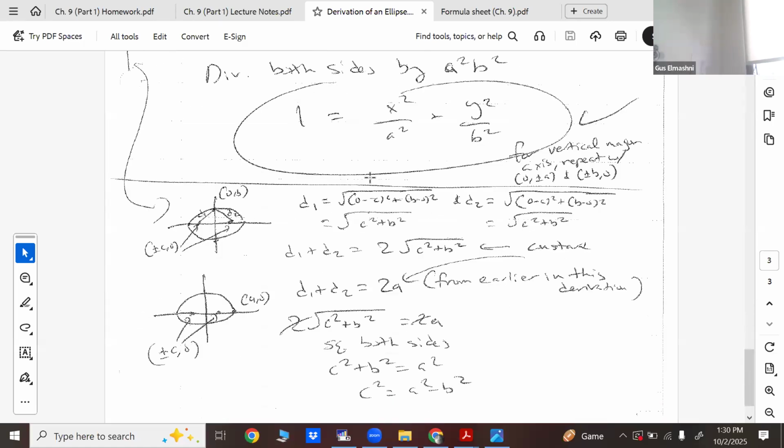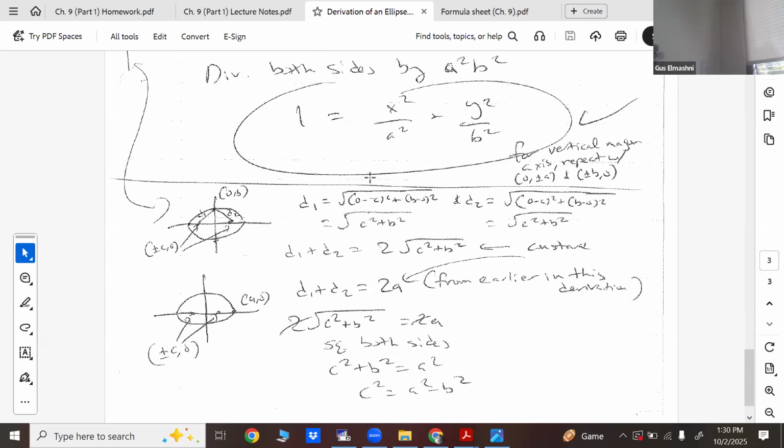Yeah, I get that. And that's going to be the equation of the ellipse. Of course, as the center is 0, 0, you have a squared, b squared. So just trust me, that's what happens. That's the derivation. Now, this is how you can deduce that c squared equals a squared minus b squared.